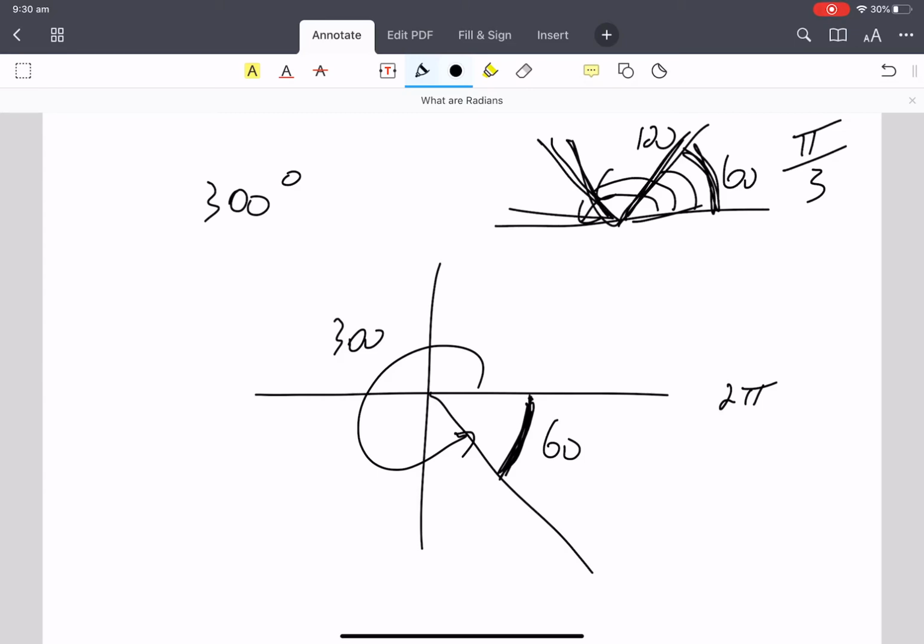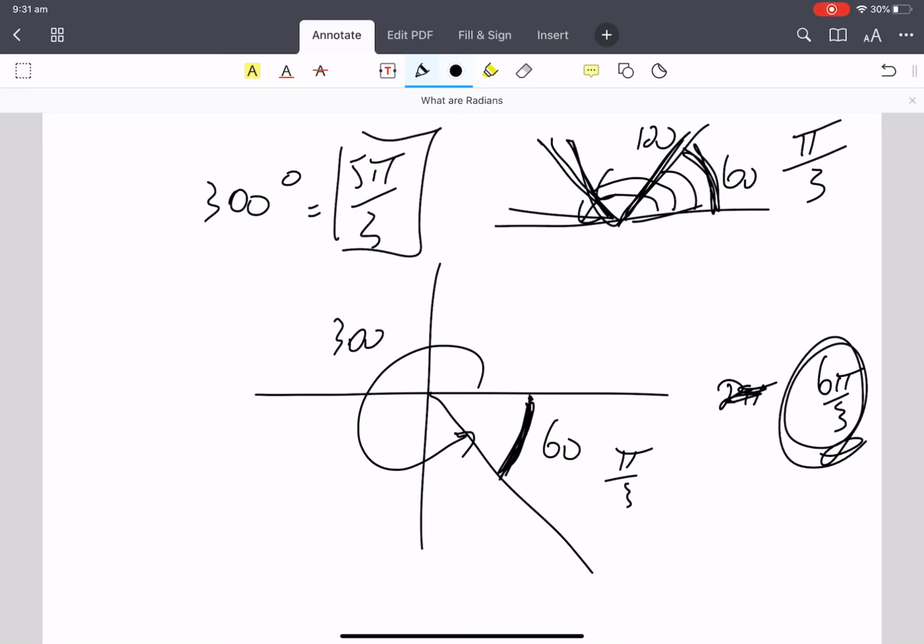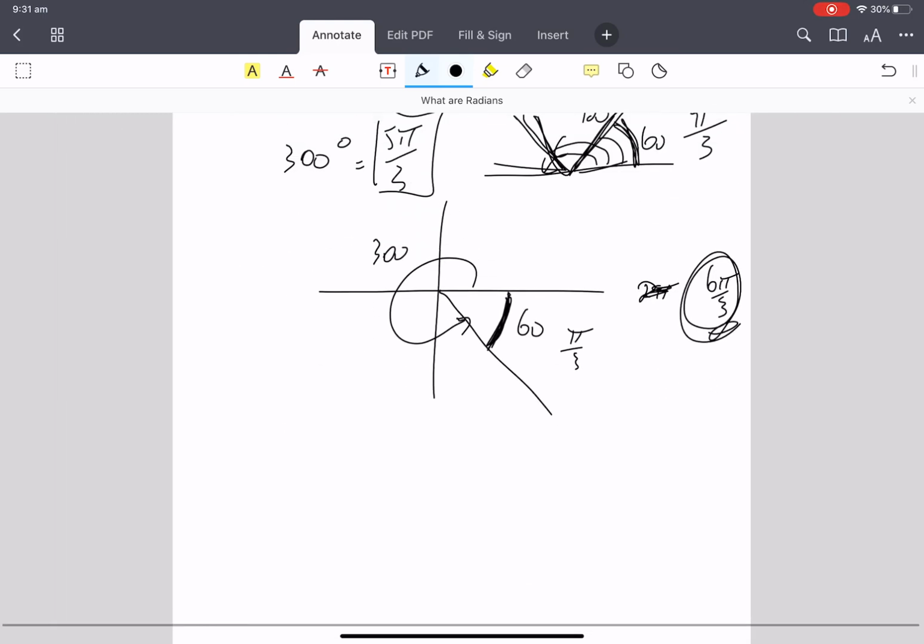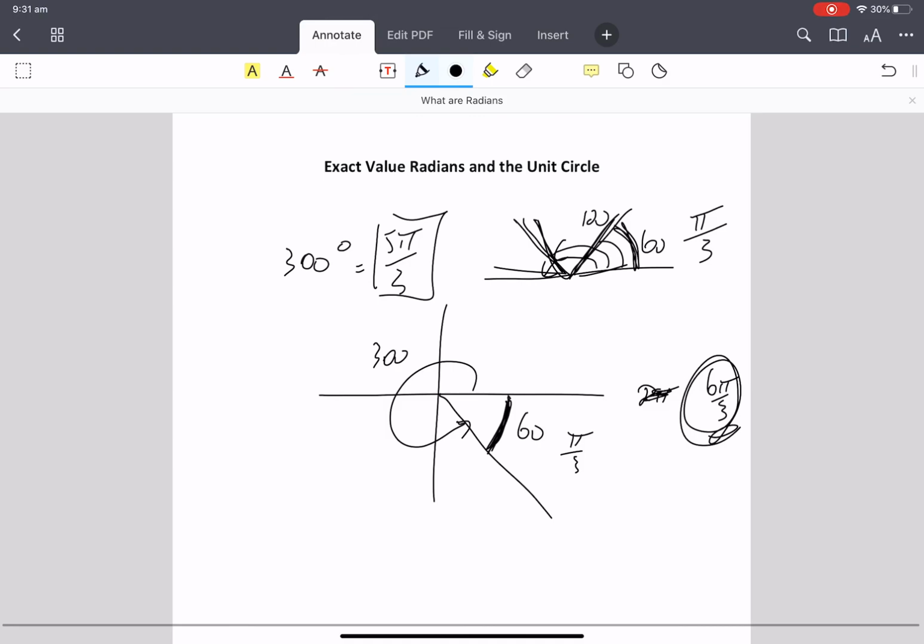So this is how many pi's on 3? That's going to be 6 pi on 3. So I can think about 2 pi differently, but it's 1 pi on 3 short. So 300 degrees is not going to be 6 pi on 3. It's going to be 5 pi on 3. You'll get the hang of it. Hang in there. Exact values come up all the time, so there will be heaps of practice.